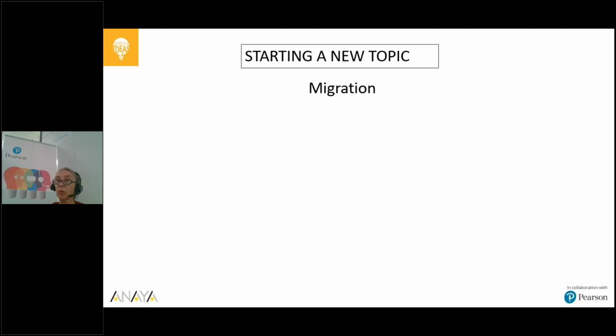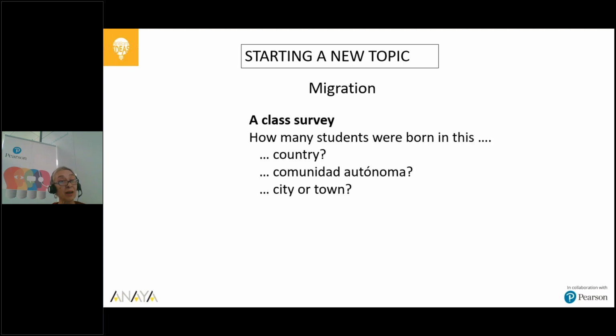And these are very difficult when we're working in two languages. But before we get bogged down with terminology, we can introduce the topic with a higher order thinking skill activity by doing a class survey. We can ask the students, how many of you were born in this country, or in this comunidad autónoma, or in this locality, the city or a town?